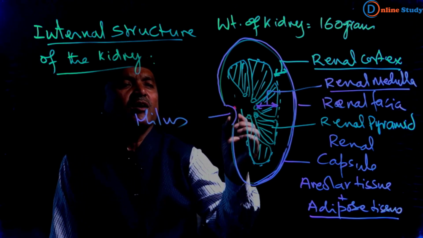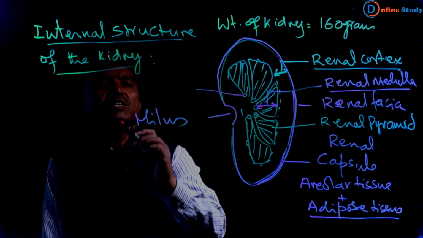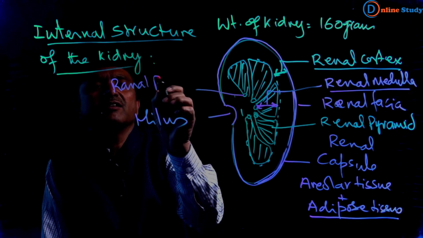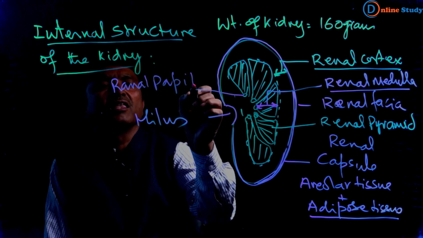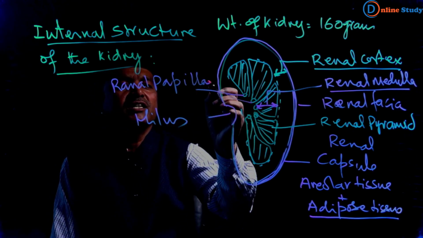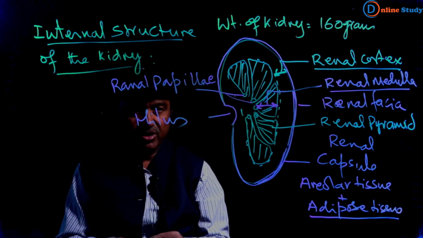The opening of a renal pyramid is called the renal papilla. If you consider more than one, then it becomes papillae, so it is called renal papillae.